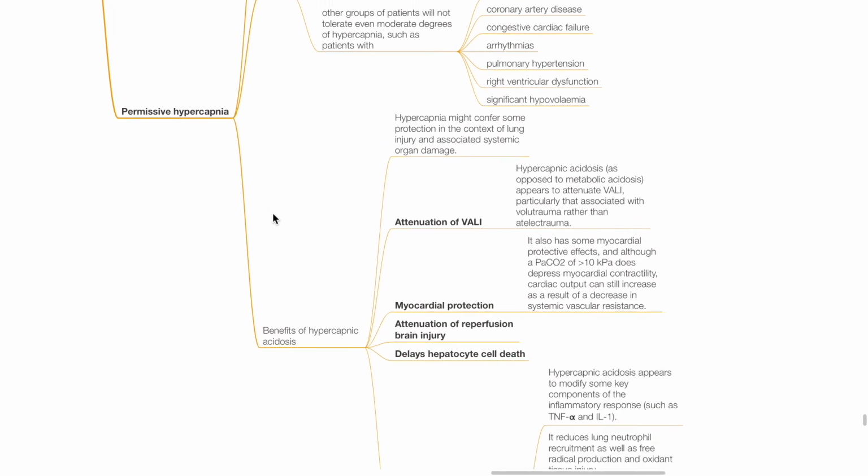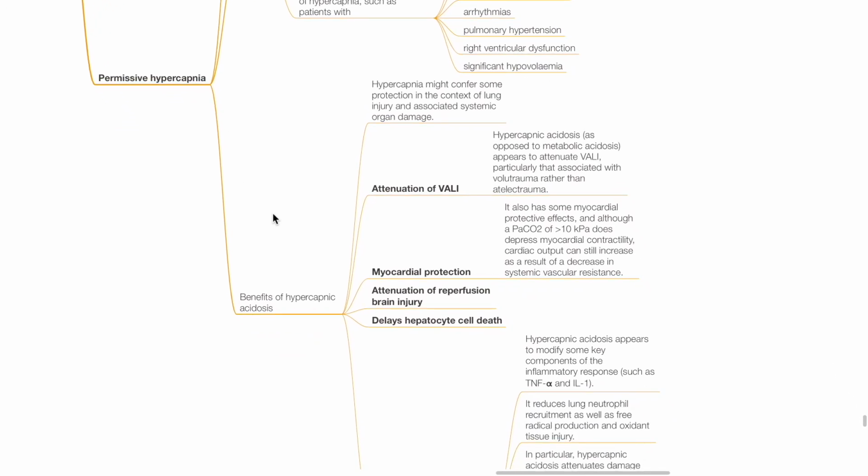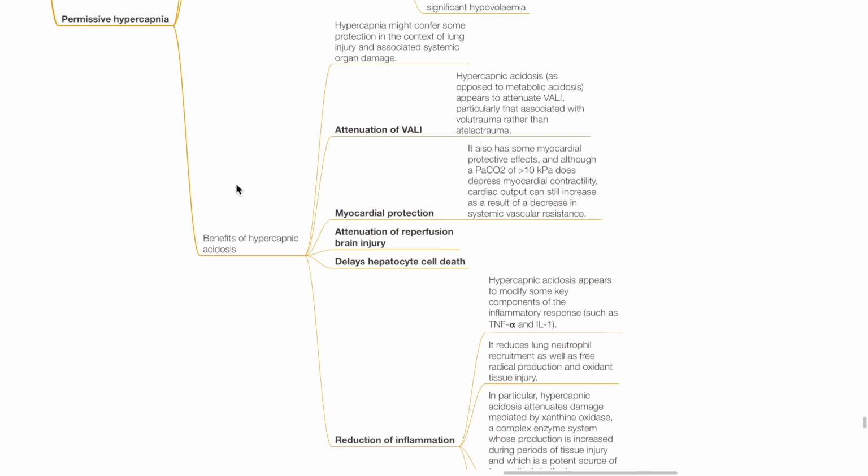Benefits of hypercapnic acidosis: hypercapnia might confer some protection in the context of lung injury and associated systemic organ damage. Hypercapnic acidosis attenuates ventilator-associated lung injury, particularly that associated with volutrauma rather than atelectasis trauma. Myocardial protection: hypercapnia has some myocardial protective effects. Although a PaCO2 of more than 10 kPa does depress myocardial contractility, cardiac output can still increase as a result of decrease in systemic vascular resistance.